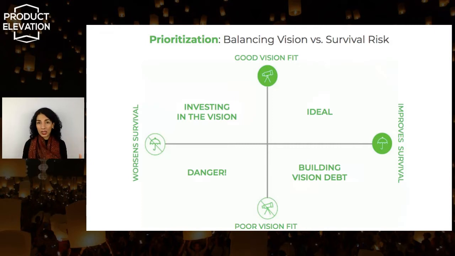The harder quadrants are the ones where you're investing in the vision. That's a good vision fit, but it's not helpful in the short term. Maybe stakeholders aren't begging for it. Maybe it's not bringing revenues, like if you're refactoring code for 3 months. And the opposite of that is building vision debt. Remember I mentioned obsessive sales disorder? That's where you're doing things for survival, maybe bringing in a big deal because of a custom feature. Maybe you're making stakeholders happy in the short term, but it's not a good vision fit. Then you're building vision debt.